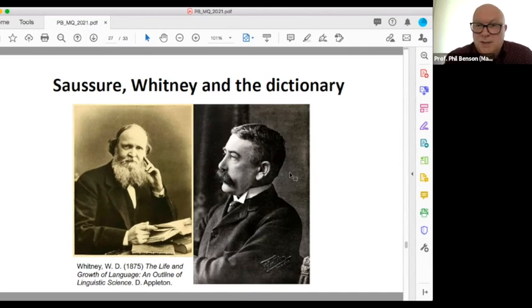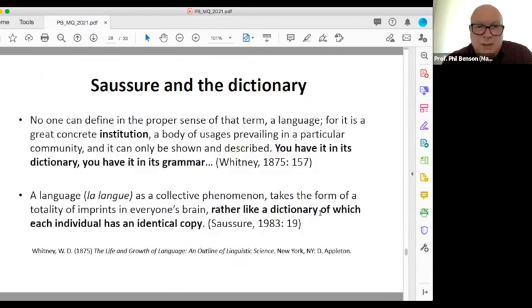In the book itself, which is written by his students, we get the idea that there's really a sharp break between Saussure's linguistics and the historical linguistics of the 1800s. But in fact, Saussure was also a historical linguist, and he drew a lot on Whitney. But the interesting thing is that Whitney made this quotation here.